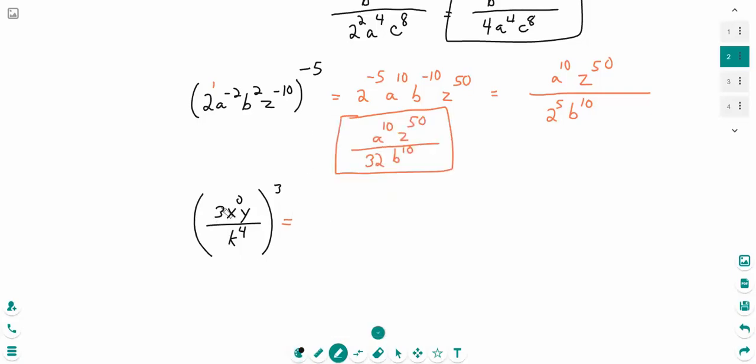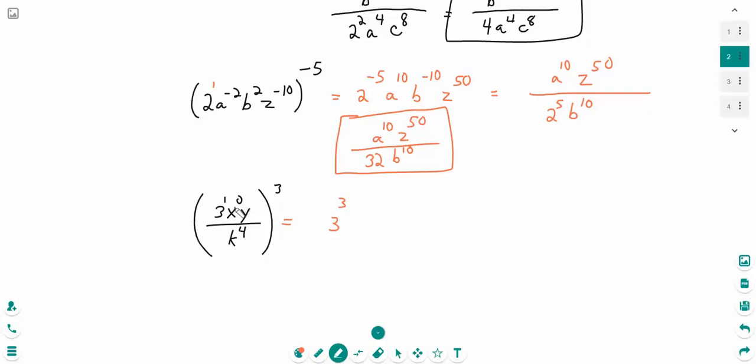So we need to go through and do that for every single item in here. So we have a 3. Well, that's to the 1st power. So we raise that again to the 3rd. We have 3 to the 1 times 3, which is 3 to the 3rd. X to the 0. Now this is interesting because X to the 0 is a 1. Right? We know what that is.